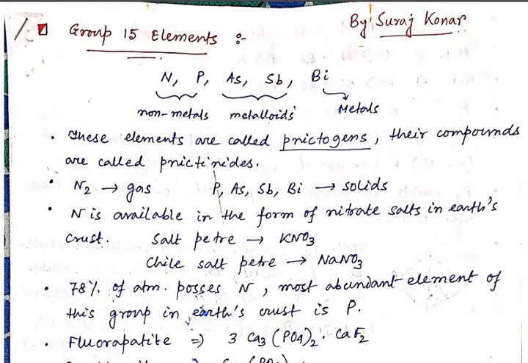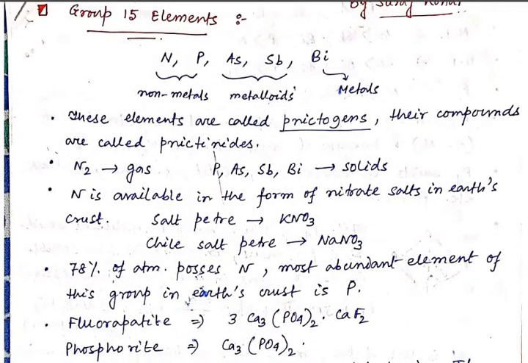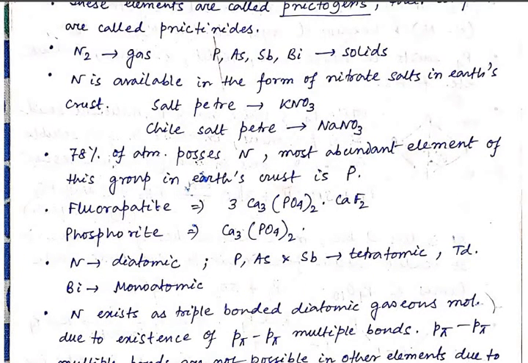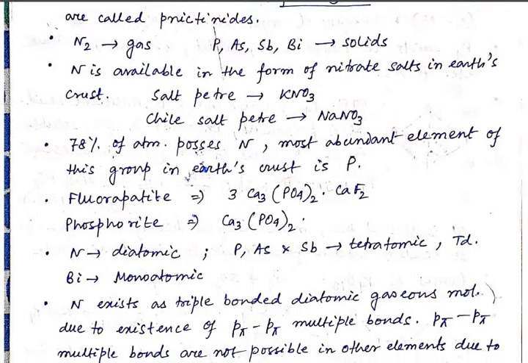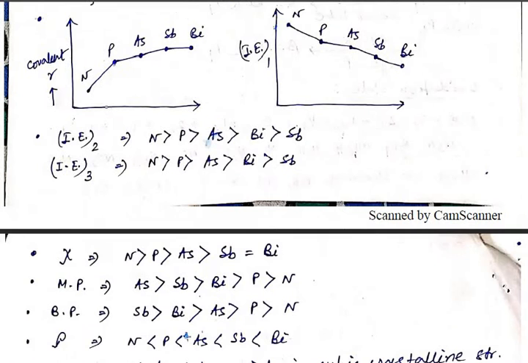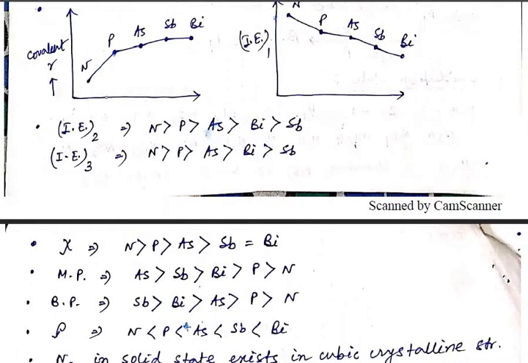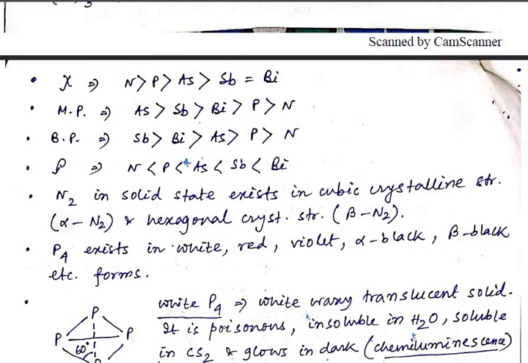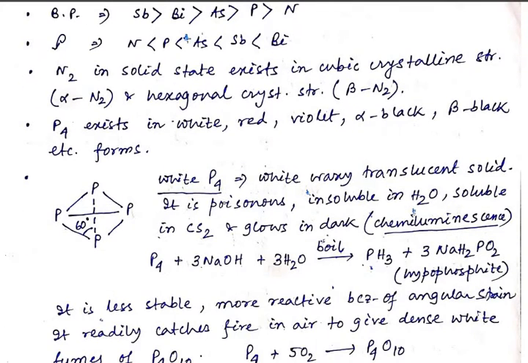their physical state, means which one is solid, which one is gas, like that. How many metals are there, how many non-metals and how many metalloids are there. How can we get the group 15 elements from the Earth's crust? These things we have discussed. Next, the order of the ionization energy, electronegativity, melting point, boiling point. This many things we have already discussed.